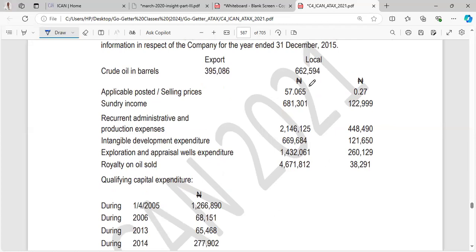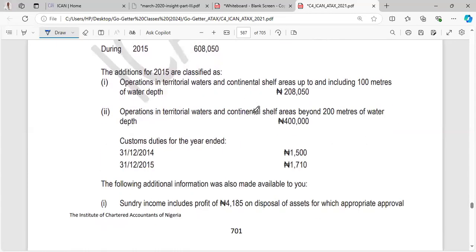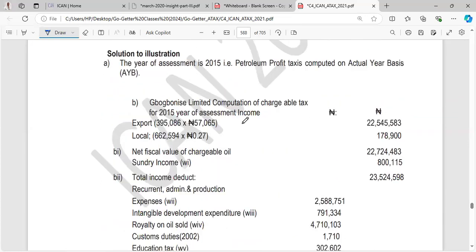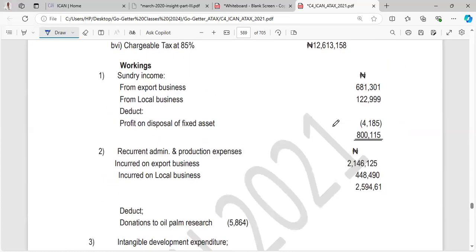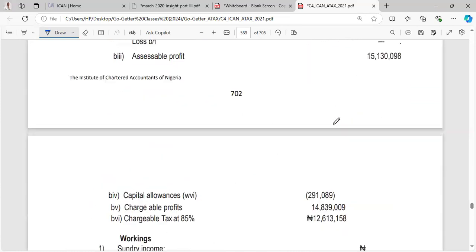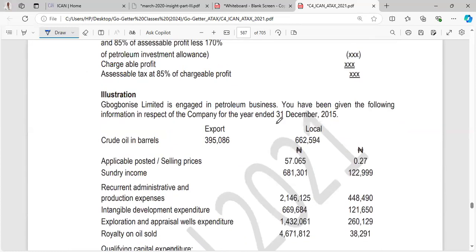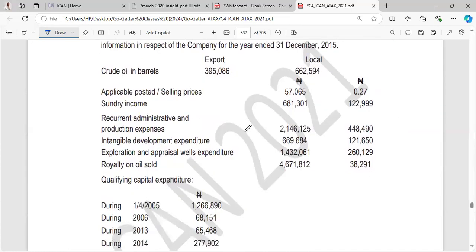Now, I still don't understand how these are being arranged. Sundry income, recurrent administrative purpose, still yet to understand how these are being arranged. Let me see the solution so that I can understand. Okay, so they separate it into local and exported. Okay, I get it now. So in the case of this, the local is here, the foreign, the export is here.